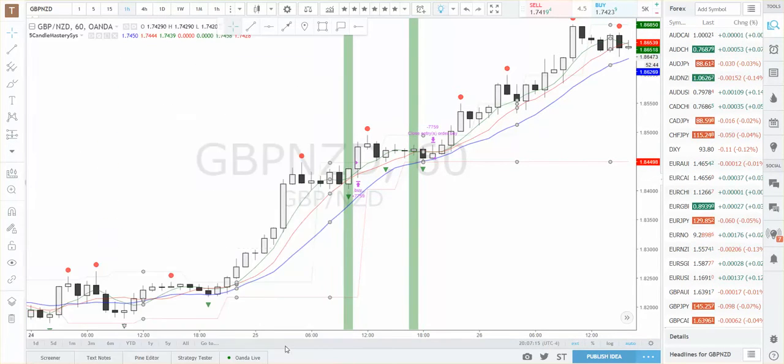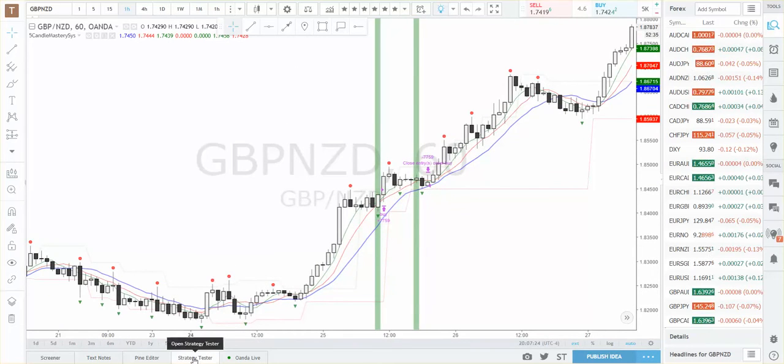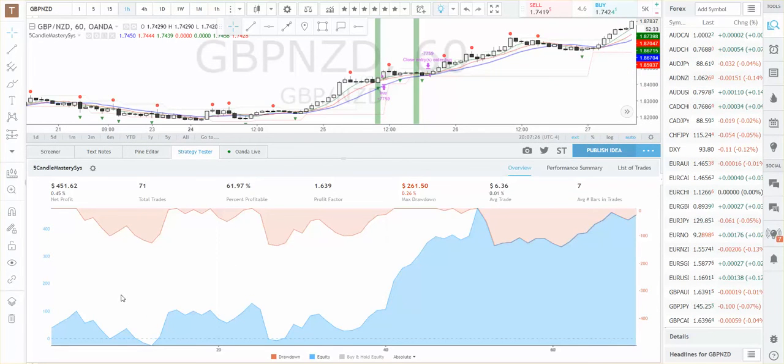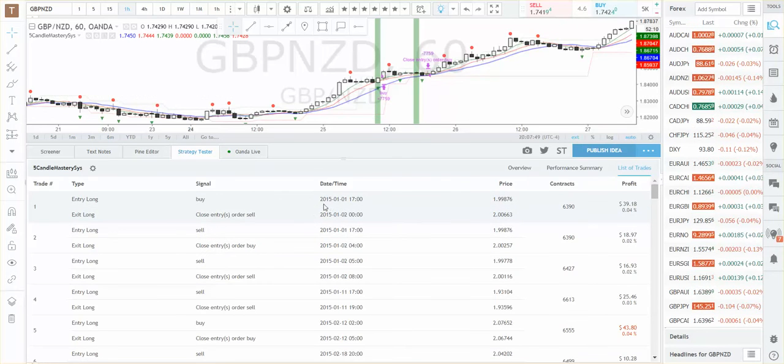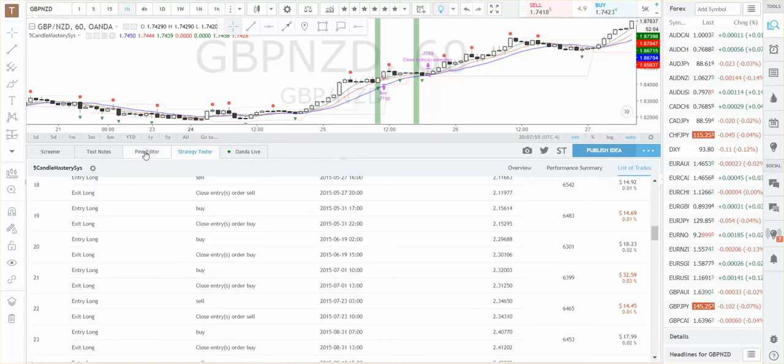So this is a good example of a buy trade. Let me just show you one more thing here. This is a strategy tester, so this only works for the strategy. If you click on strategy tester, you can see how the indicator performed in the recent past, and how far it goes back really depends on the time frame you're on. So for the 60-minute chart, it seems like it goes back all the way to 2015, and you can see all the trades it took.